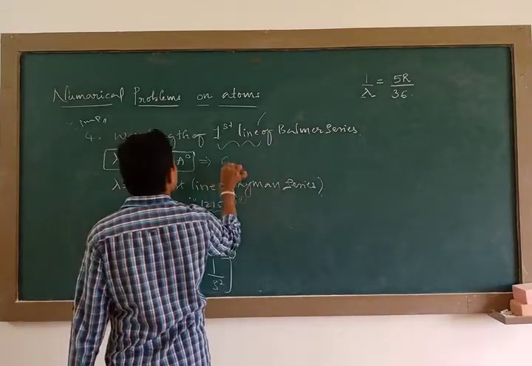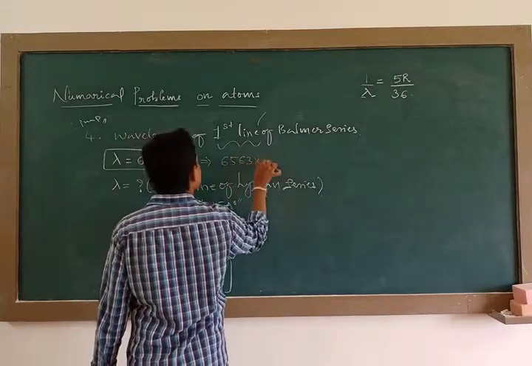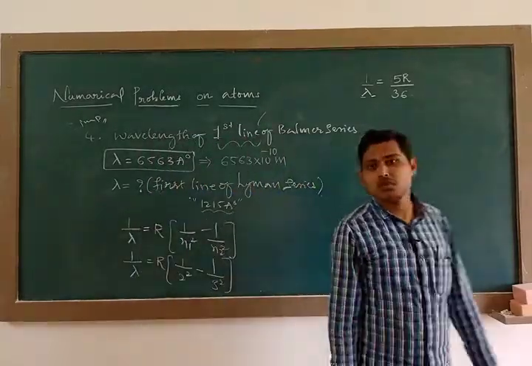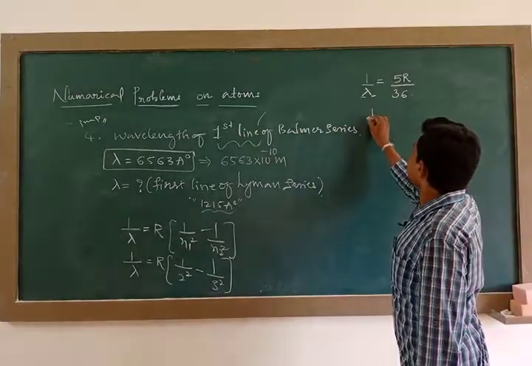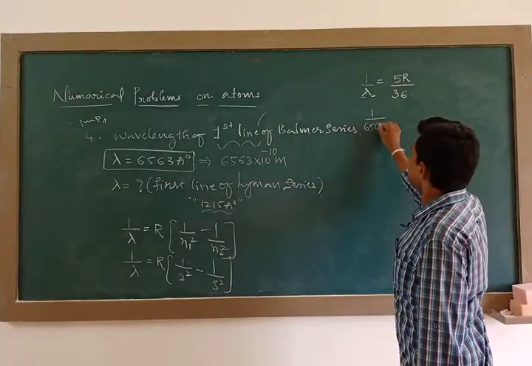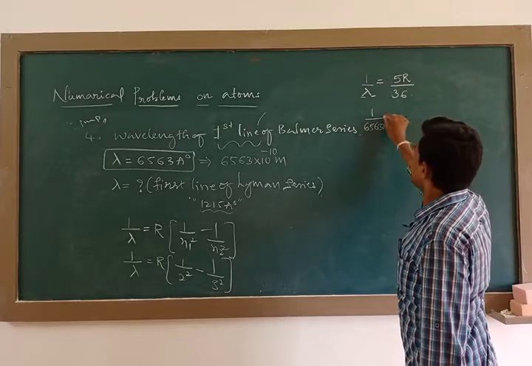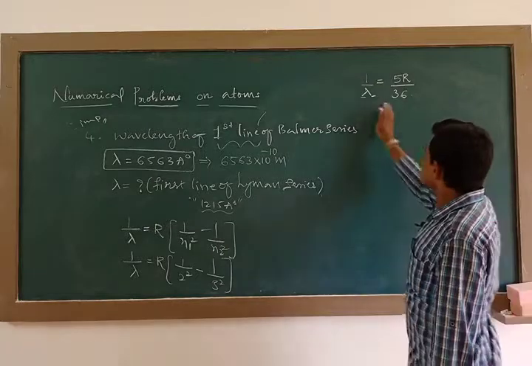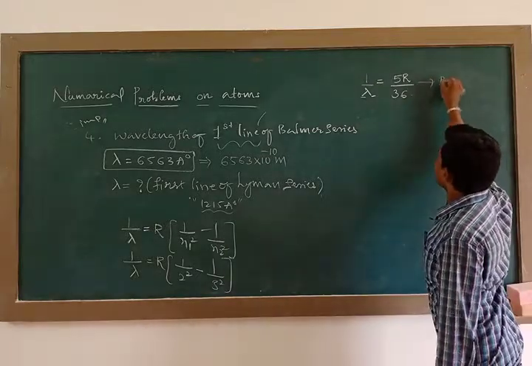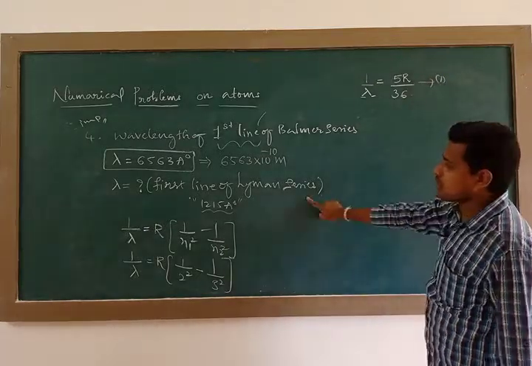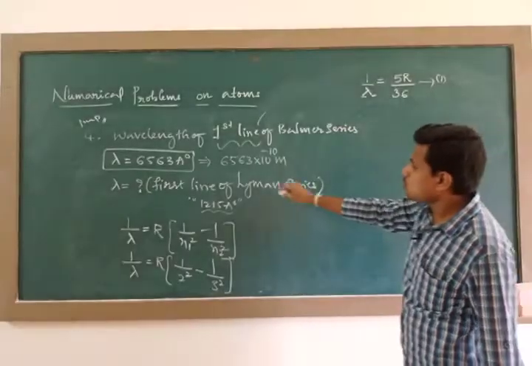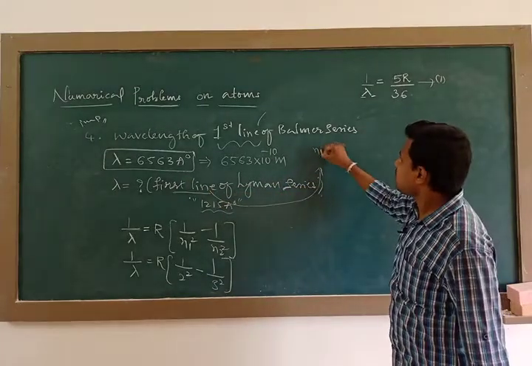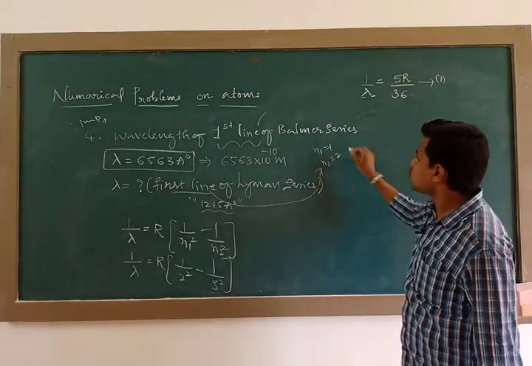6563 angstrom. This implies 6563 into 10 raised to minus 10 meter. So therefore 1 by 6563 into 10 raised to minus 10. You can substitute it now, or else you keep this as equation number 1. I call this equation 1. What are they asking? The first line of Lyman. So which is the first line of the Lyman series? For the first line of Lyman, n1 is 1, n2 should be 2.